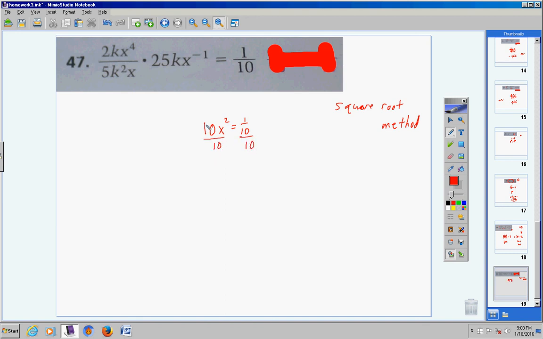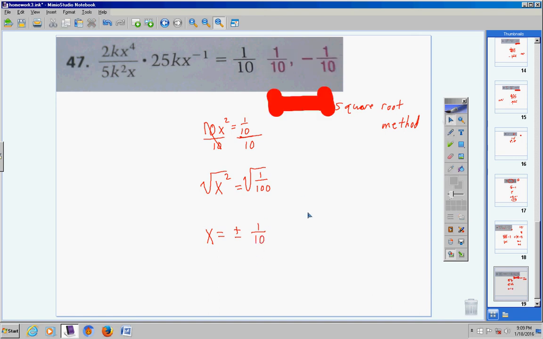Alright, these cancel, leave you x squared. And 1/10 divided by 10 is 1 over 100. Now, take the square root of this side and the square root of this side. The square root of x squared is x. Now the square root of 1 over 100, and don't forget to put plus minus. The square root of 1 is 1, right? 1 times 1 is 1. And the square root of 100 is 10. 10 times 10 is 100. So there's your answer. Positive negative 1/10.